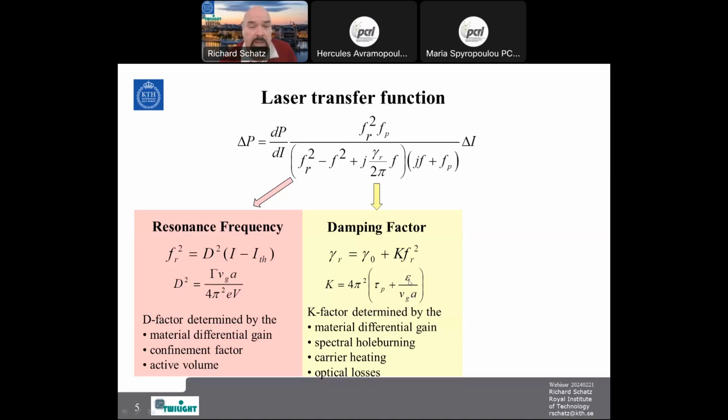But it's also given by the nonlinear gain, the gain compression of your laser, and the photon lifetime. So if you want low damping, you should have a small photon lifetime, a small nonlinear gain, and a large differential gain. And this nonlinear gain is determined by spectral hole burning and carrier heating, whereas the photon lifetime is determined by the mirror reflectivities and the losses inside the laser.